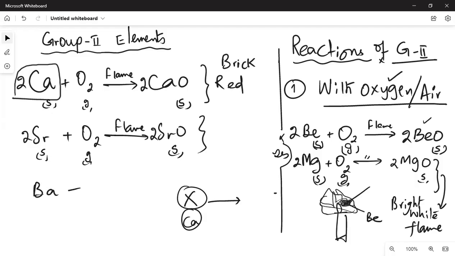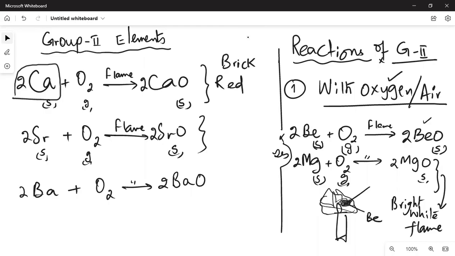Then the next and last metal in group 2 which reacts with oxygen is barium. And barium reacts to form barium oxide. And in this case, the flame is green flame, or apple green. Like the green of a green apple. And this barium's color has been asked in MCQs 2-3 times already.